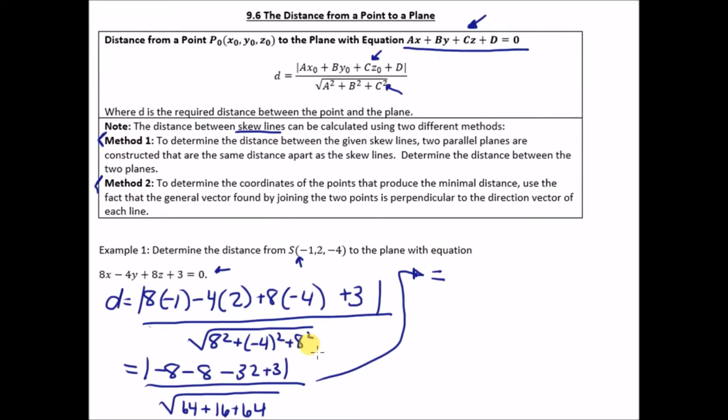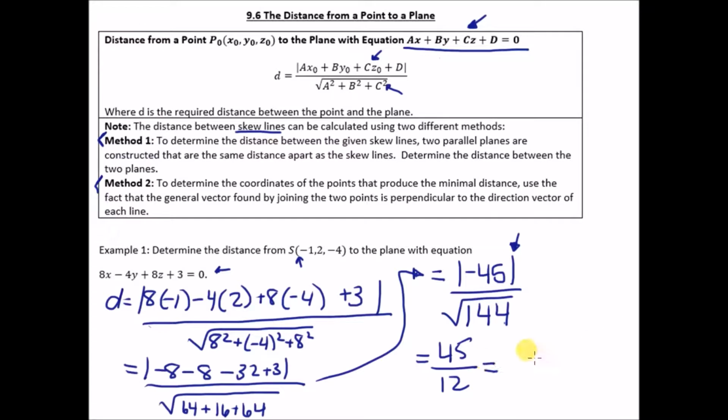Okay, so what is -8 minus 8 minus 32 plus 3? I get -45 on the top. And on the bottom, I get root 144. Note that because we have a scalar, these two bars can mean magnitude, but it's kind of like the absolute value. So we get 45 on the top, 12 on the bottom. When we divide 45 divided by 12, we get 3.75 units. So therefore, the distance between this point and this plane is 3.75 units.